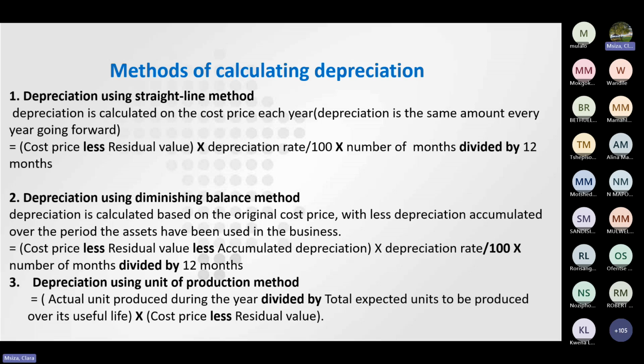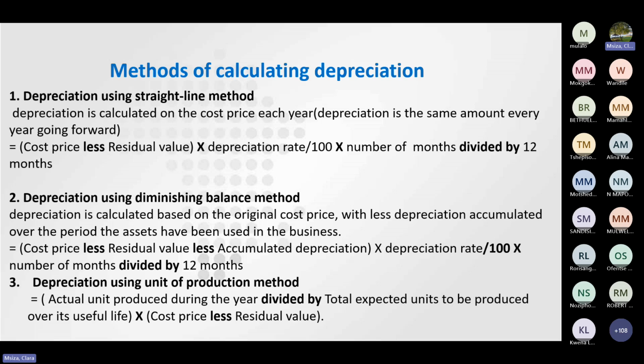Another method is called depreciation using the diminishing balance method. With this method, depreciation is calculated based on the original cost price less the depreciation accumulated over the period the asset has been used in the business. So still, you need to take your cost price less your residual value. But here now, before you calculate the depreciation using diminishing balance for that year, you need to also less any available accumulated depreciation. Then you multiply by the depreciation rate.